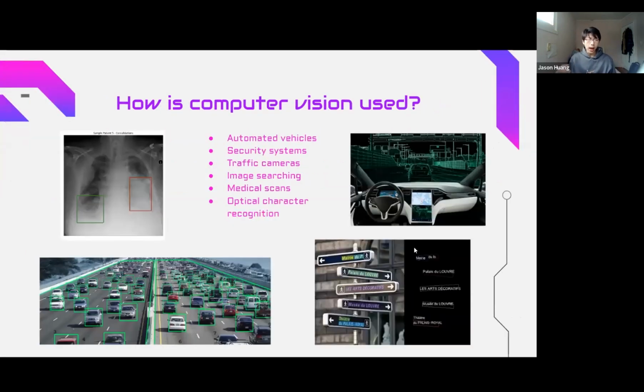Okay, so how is computer vision used? Well, it's used in a lot of things. Automated vehicles use it to see cars on the road. Security systems, such as Ring doorbells, use it to detect motion. Traffic cameras use it to catch people running red lights. Image searching uses it to analyze pictures. Medical scans use it to identify cancers. And optical character recognition, or OCR, uses it to find text in videos and images. So yeah, a pretty wide variety of uses.